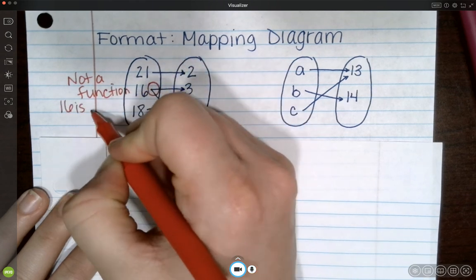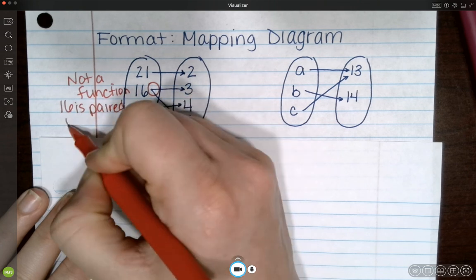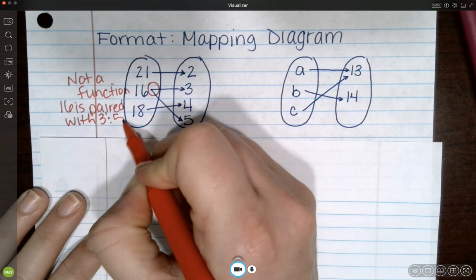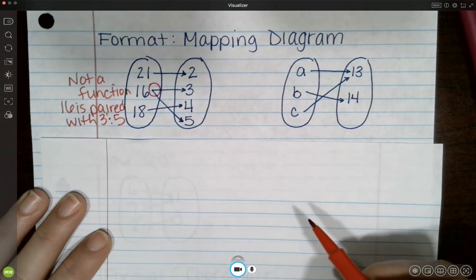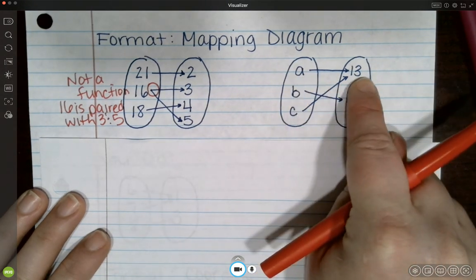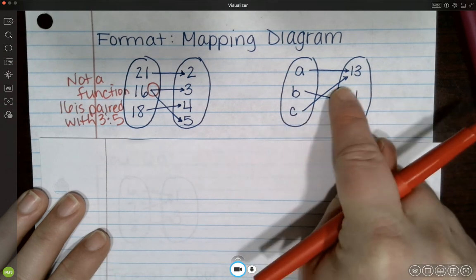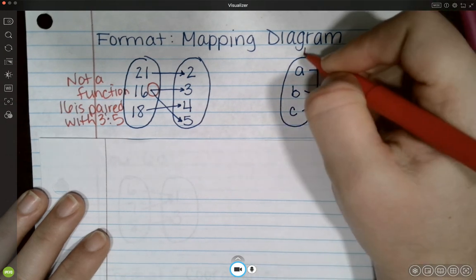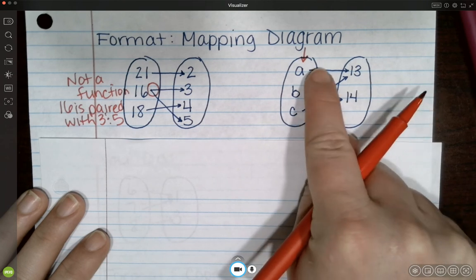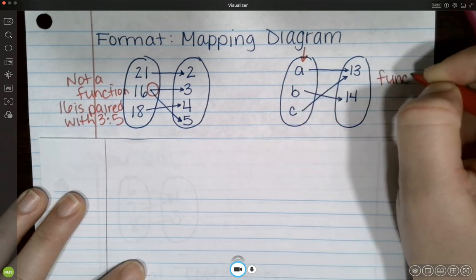16 is paired with 3 and 5. Let's take a look at this other one. A is paired with 13. B is paired with 14. C is paired with 13. Again, I'm analyzing this first. I have no repeats stemming from them, which means this is a function.